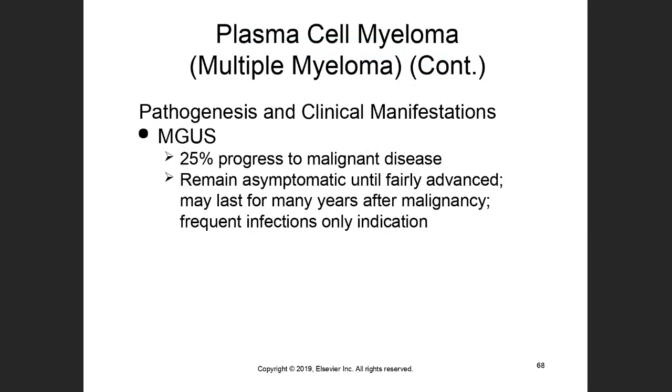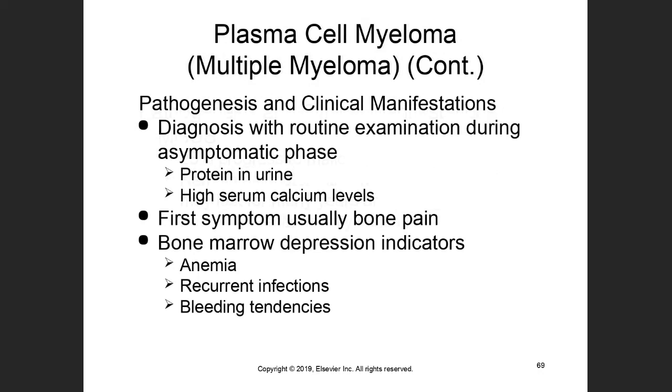Pathogenesis and clinical manifestation of MGUS: 25% progress to malignant disease, and it remains asymptomatic until fairly advanced. That's the worst, because when you diagnose the patient, it's extremely advanced. Diagnosis comes from routine examination during the asymptomatic phase: protein in the urine, high serum calcium levels. Listen, this PowerPoint is basically out of order because this is for multiple myeloma, not for MGUS. First symptom, usually bone pain.